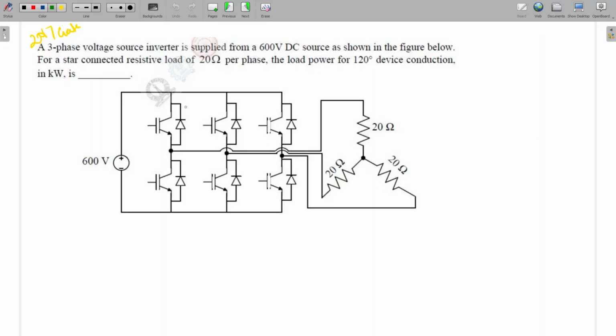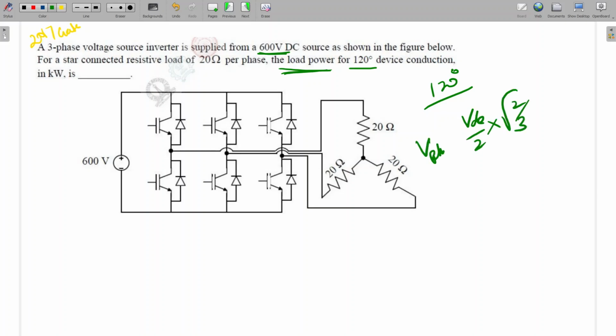Here 600 volt DC voltage is there and 120 degree conduction. What are they asking? The load power. First we'll calculate the phase voltage. What is the phase voltage for 120 degree? It is what the line voltage is for 180 degree. So the phase RMS value will be VDC by 2 into root 2 by 3. What will be this value? VDC by root 6.